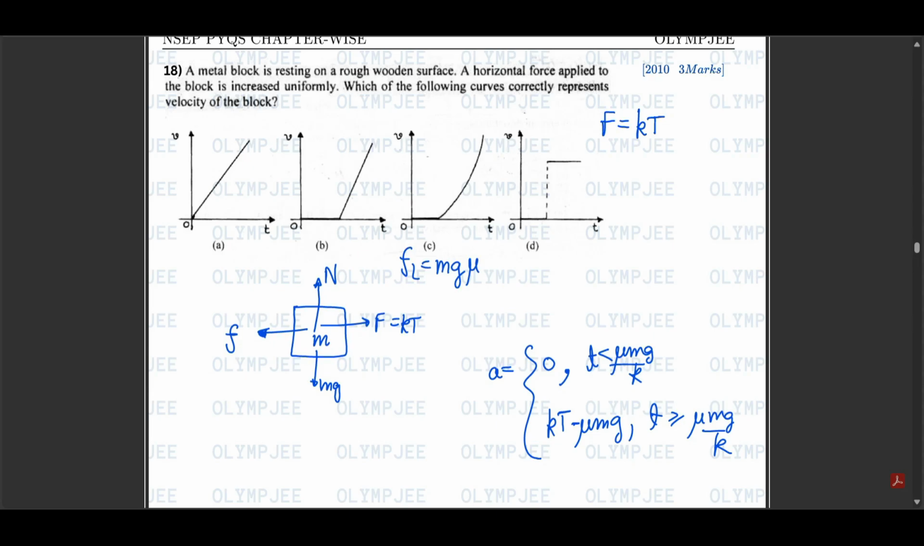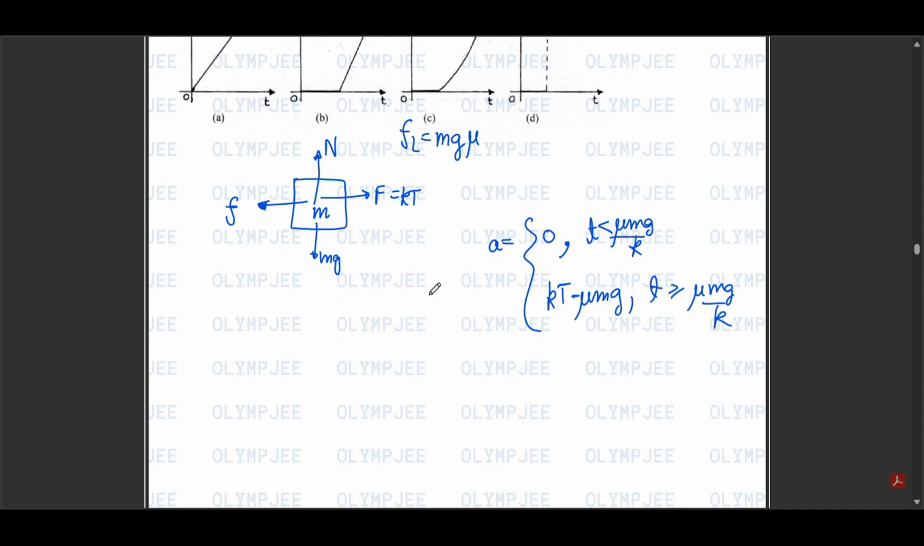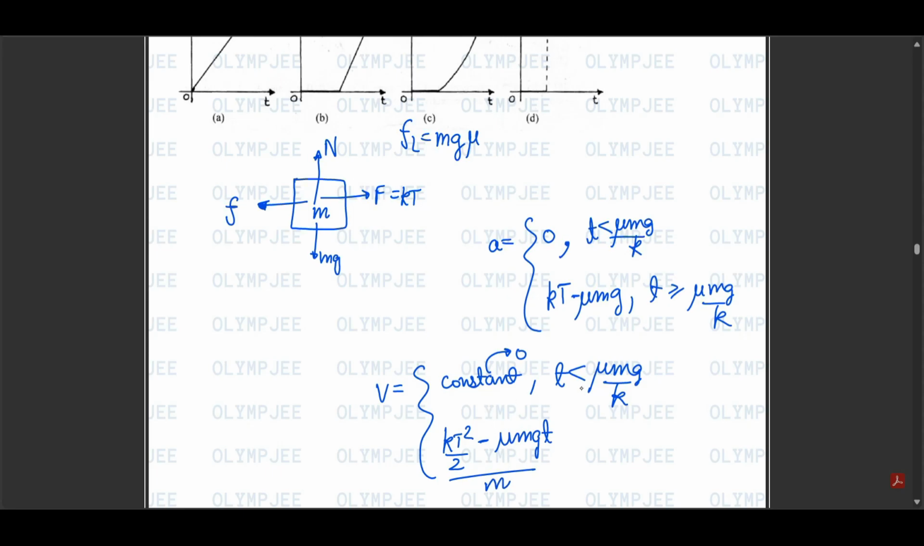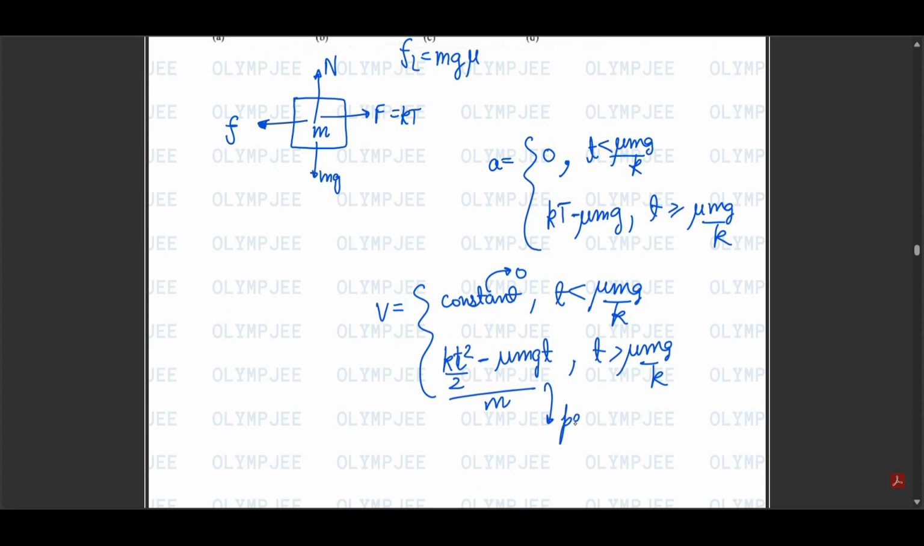Okay, so from here we need to find the velocity. So the velocity will be constant till this time. And since it is at rest, it will be 0. And after that, it will start becoming kt square by 2 minus mu mg t divided by m. Right? So this is the formula of a parabola, since there is a t square term.